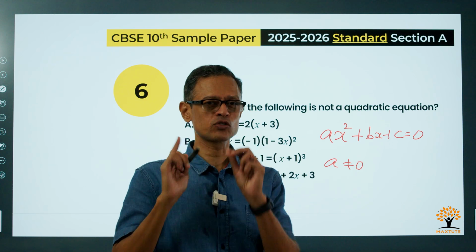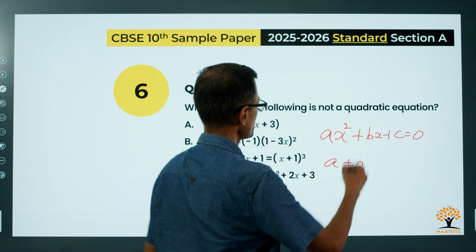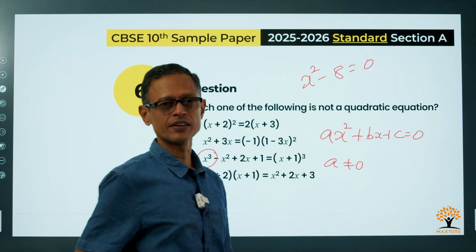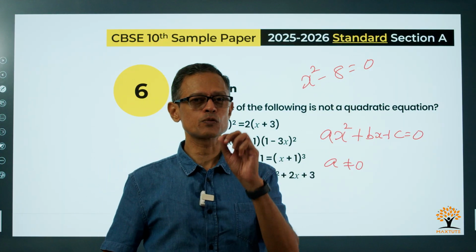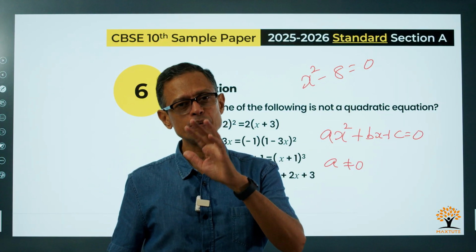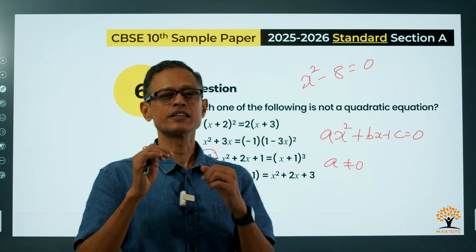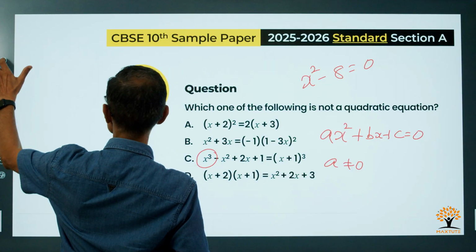You need to have the x square term. x need not be there. You can have x square minus 8 equals 0 is a quadratic equation. So don't always expect it to be of the form ax square plus bx plus c in its entirety. b and c can take 0 as the values, right? On that note, let's get started. Start with answer option A.